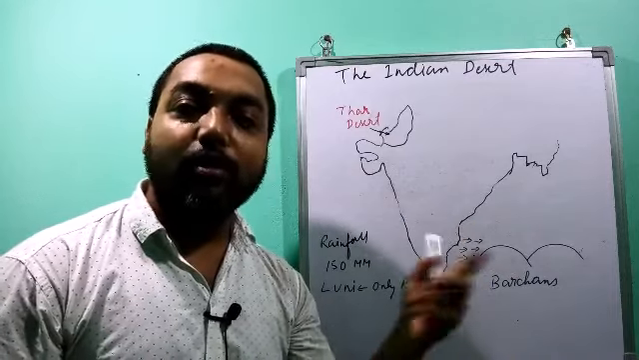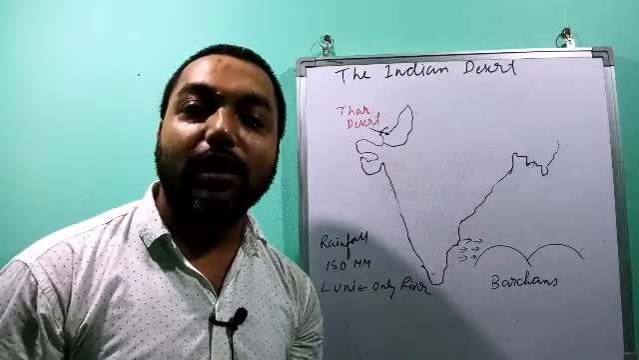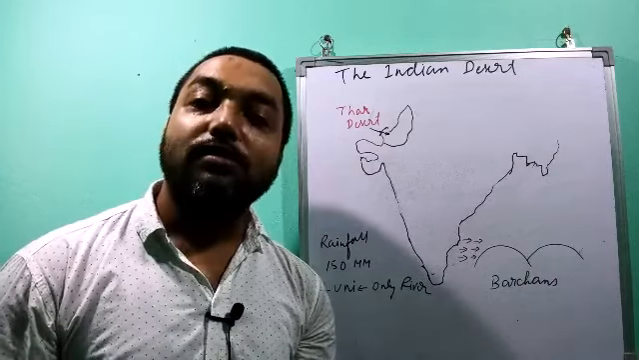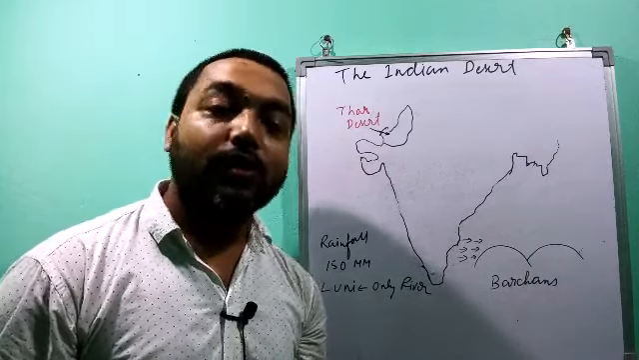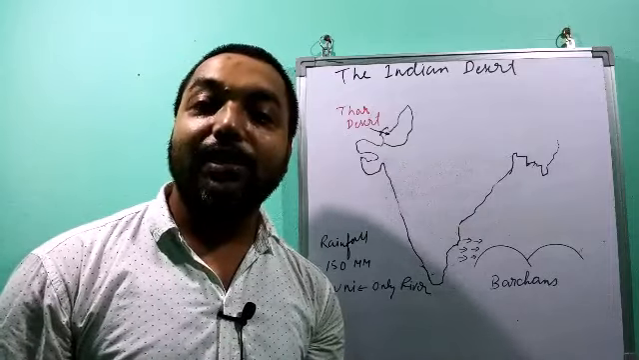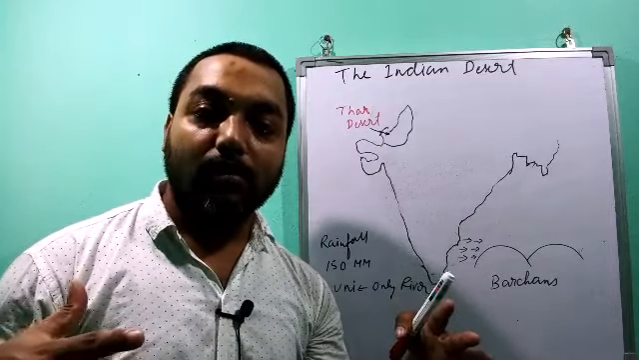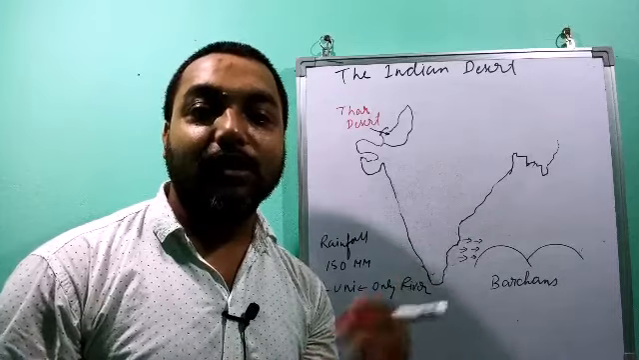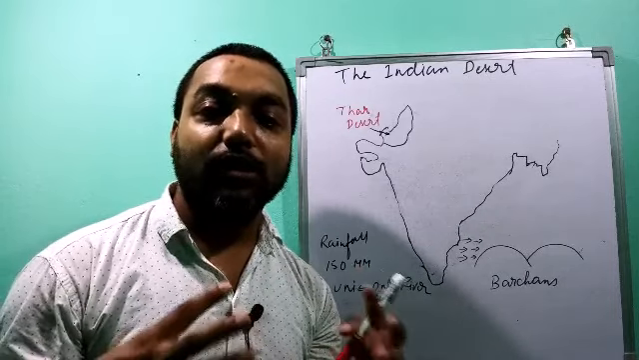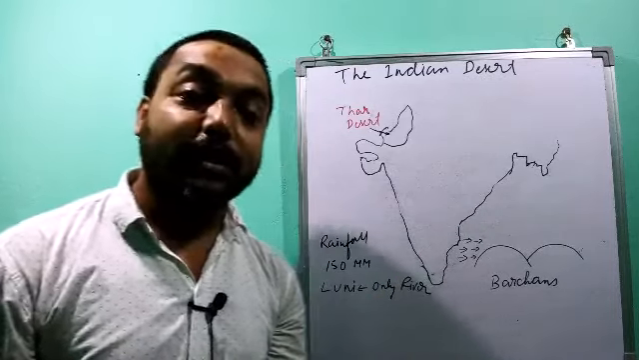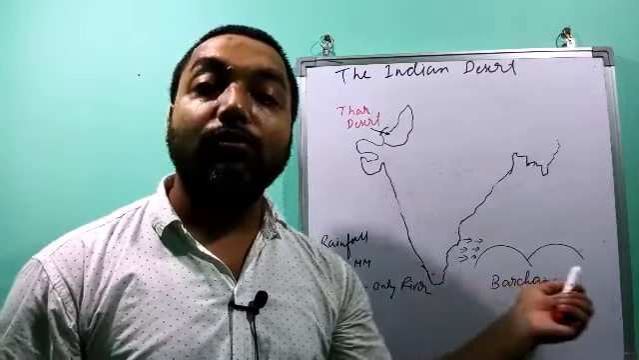Apart from this, a very important characteristic found in the Thar desert is the Barchans. What is a Barchan? Barchan is the local name given to the sand dune, a big mountain of sand that is found in the desert area. These sand dunes move with the air.